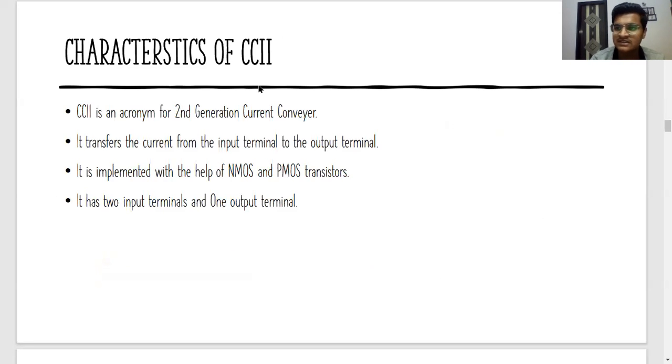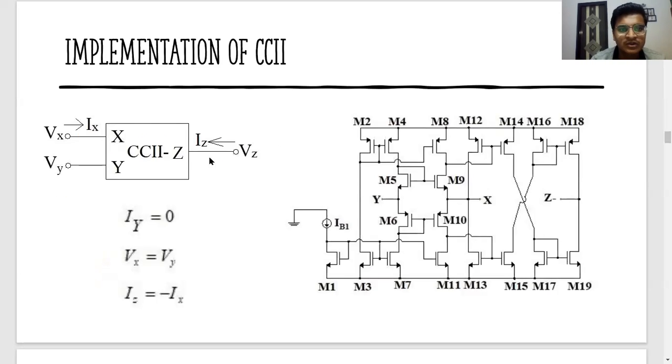Now moving forward, the CC2. CC2 stands for second generation current conveyor. It is also made by us using LT-Spice. It transfers the current from the input terminal to the output terminal. It has two input terminals and one output terminal, and we can see that IX and IZ will be equal and they'll be opposite in direction. So we use the negative sign. This is the transistor implementation of the same.